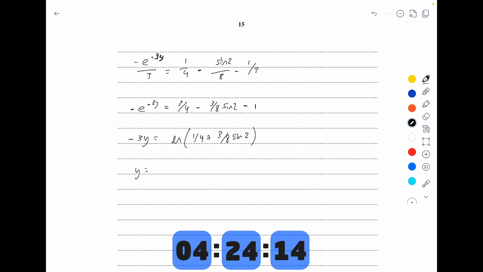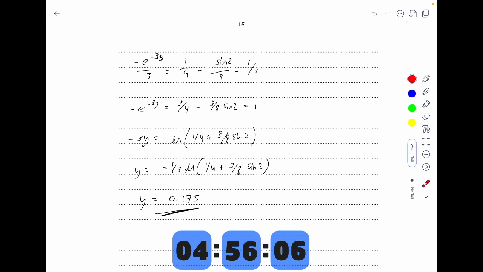Okay, so therefore y is equal to negative a third ln of a quarter plus 3/8 sine 2. Okay, if I type that in the calculator here, so y, that's going to give me 0.175. Okay, so done. 2 minutes.